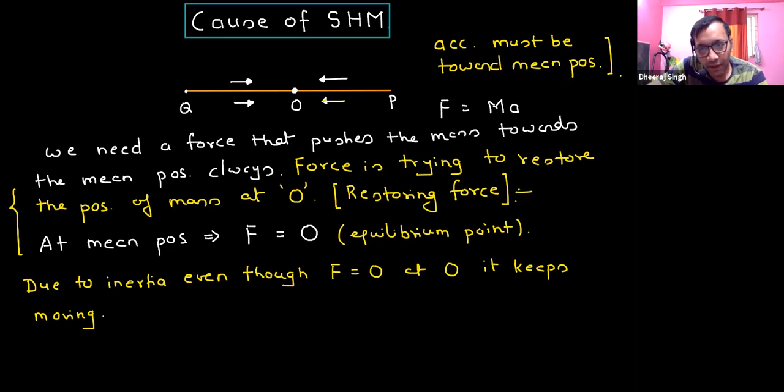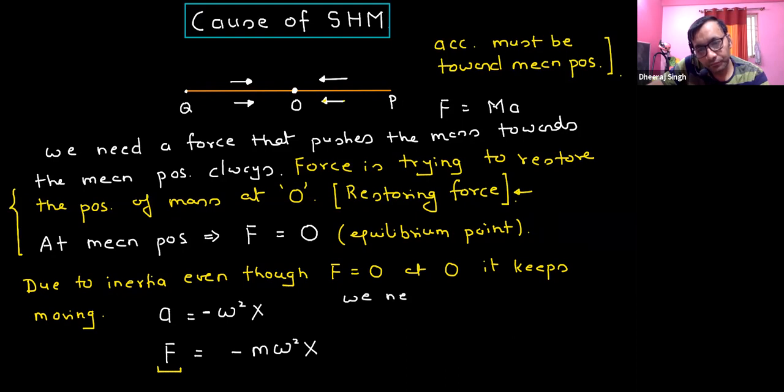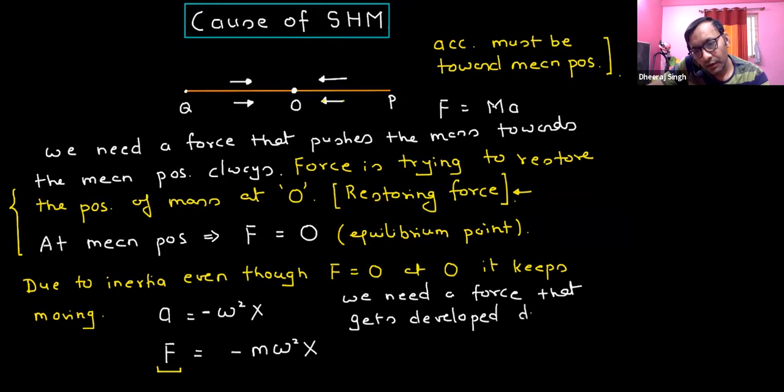Okay, so we need a restoring kind of force, and acceleration is minus of omega square x. So force is equal to minus of m omega square x. So we need a force that gets developed due to the displacement away from mean position.